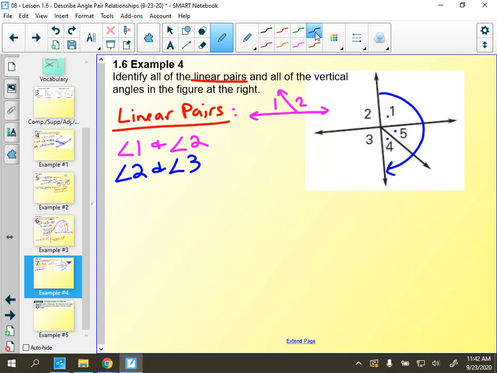The vertical is what we'll do next. So let's do that one. Let's talk all of the vertical angles. So vertical angles.